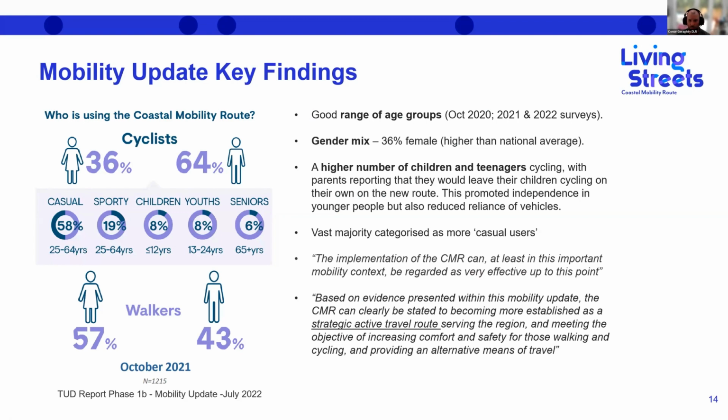There's a good but not a great gender mix. 36% are female. I think the national average is 24%. So again, that's a good indicator of the quality of the route, but it can be improved. The vast majority of cyclists were categorized as casual users, as distinct from more sporty users who would be there for recreation or for training purposes. So these are people that are just going about their daily lives, doing their commuter function along the route.